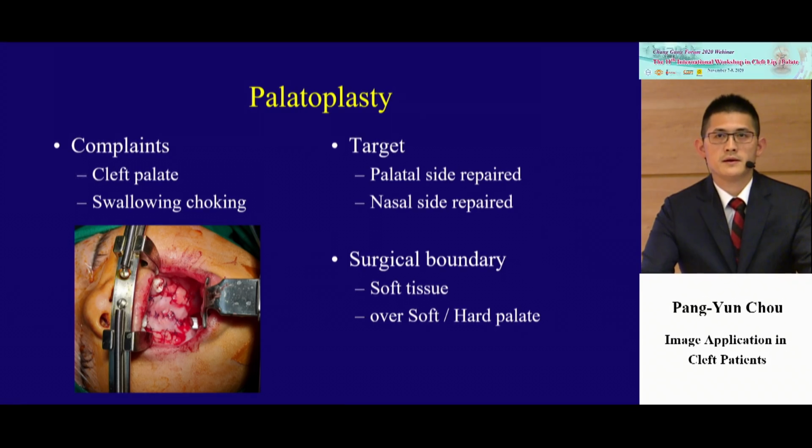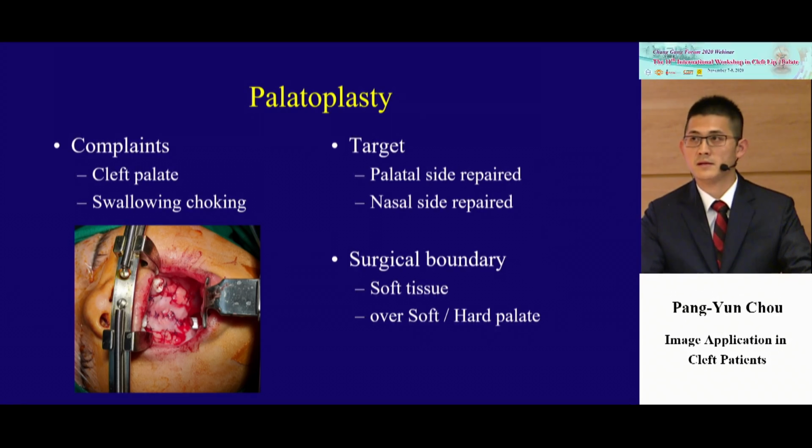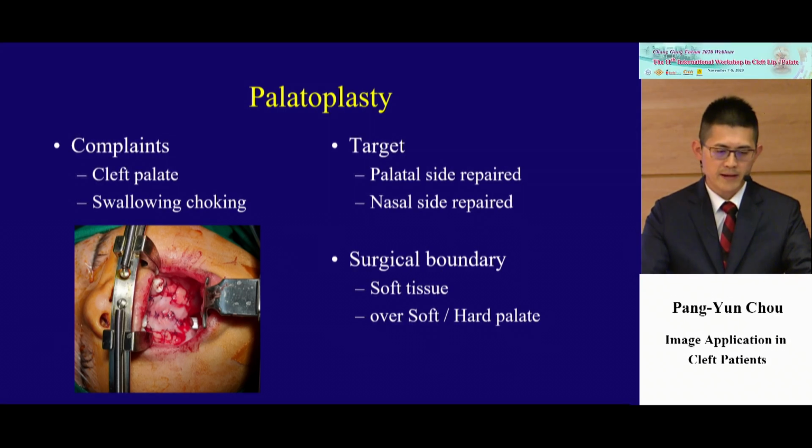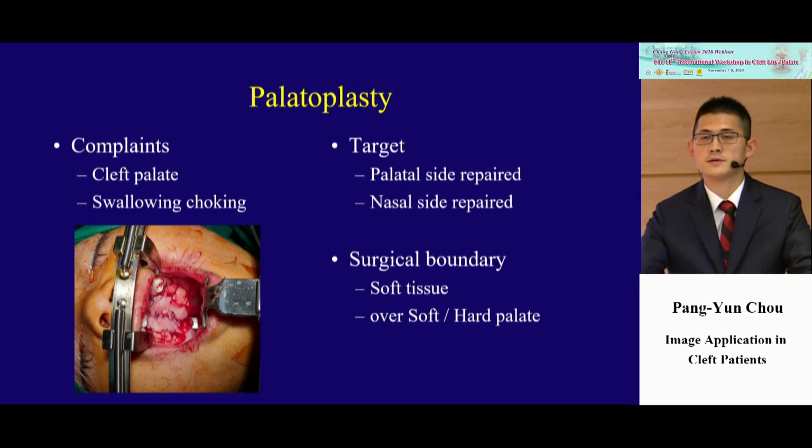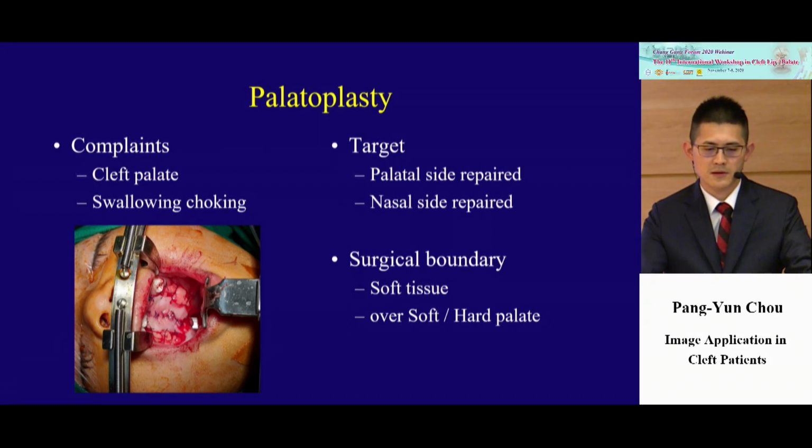Next, when the baby grows to the time of receiving palatoplasty, the parents will complain that the baby has a cleft palate and maybe cannot swallow or eat food very smoothly. So the target is to treat the palatal side and the nasal side without any connection between them, to prevent the oronasal fistula. The surgical boundary is only focused on the soft tissue as well. This figure shows our standard protocol, the final result of the palatoplasty.